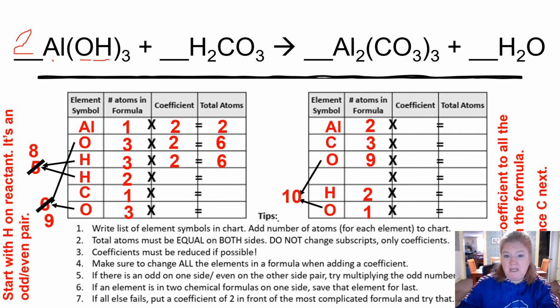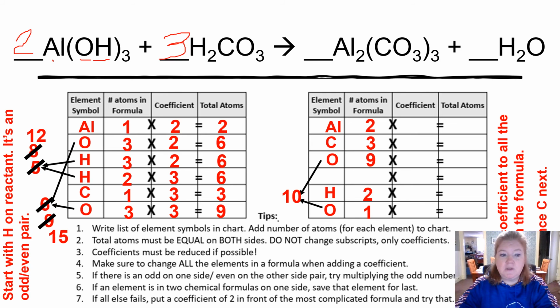Let's try and do C next. I have 3 on this side, but only 1 on this side. So let's try putting a 3 here. Okay, so let's try that. When I put the 3 here, it changes hydrogen and also oxygen. So let's change those times 3, change my hydrogen total and my oxygen total. Whew, oh my goodness. Okay, that's a lot. So aluminum is balanced and carbon is balanced. Oxygen and hydrogen are a hot mess.